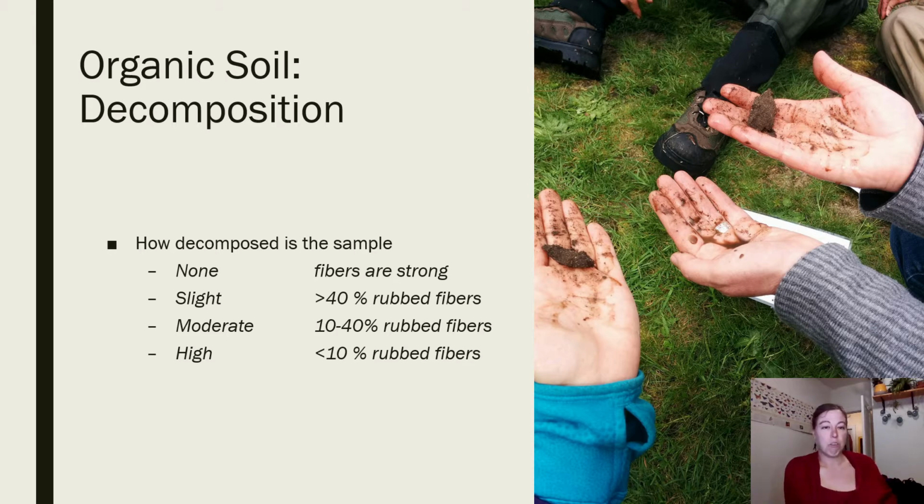When you have organic soil, you are looking at how decomposed it is. So we'll talk about the von Post scale and how fibrous the soil is. When you take a ball of it and you squeeze it in your hand really, really tight, can you see those fibers? Are they strong? Does that soil stay in a ball, or does it just squeeze out between your fingers? So you look at how much of those fibers stay in that ball that you've squeezed.